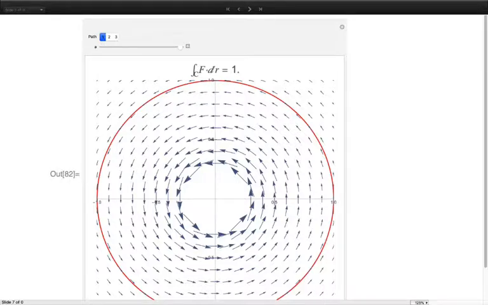So we get 1 when we integrate around the outside, but we can't even do the double integral on the inside because P and Q are not defined there.